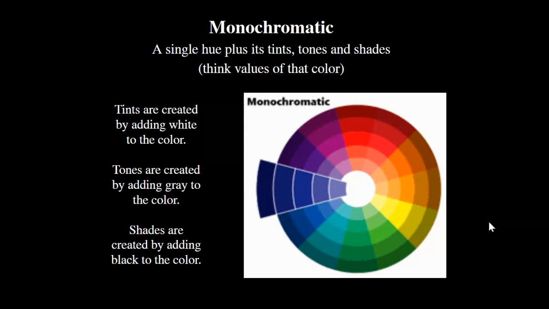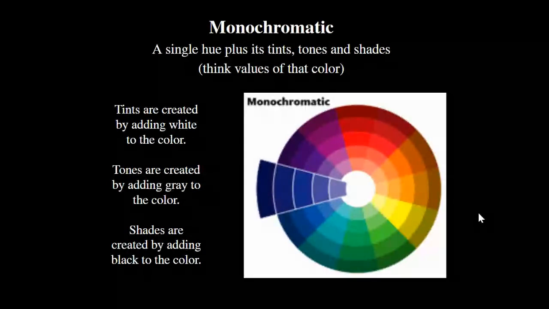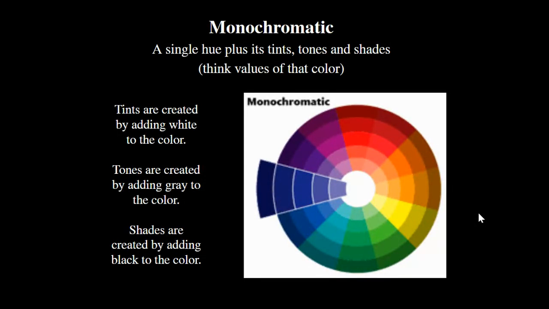Cool. So then we have monochromatic, and this is on the bottom of your sheet right here. Monochromatic is a single hue plus its tints, tones, and shades. So in a nutshell, monochromatic is like using different values of the same color.